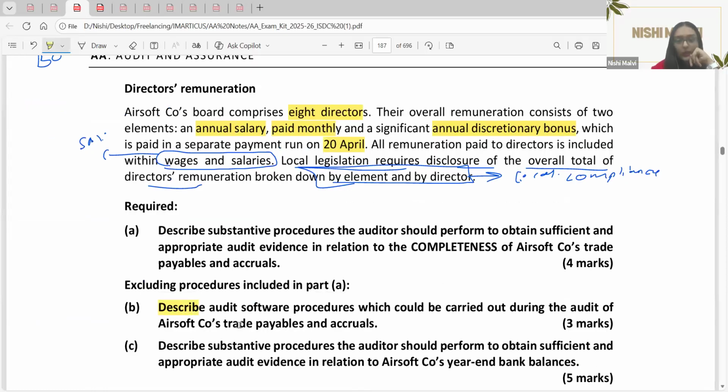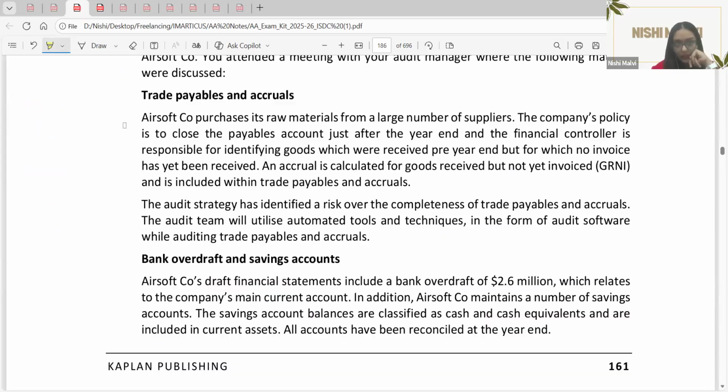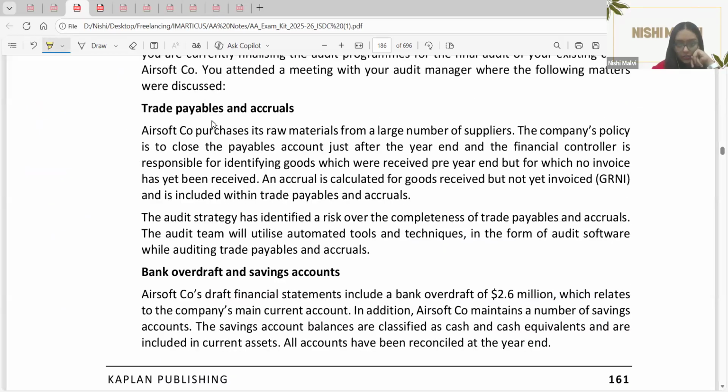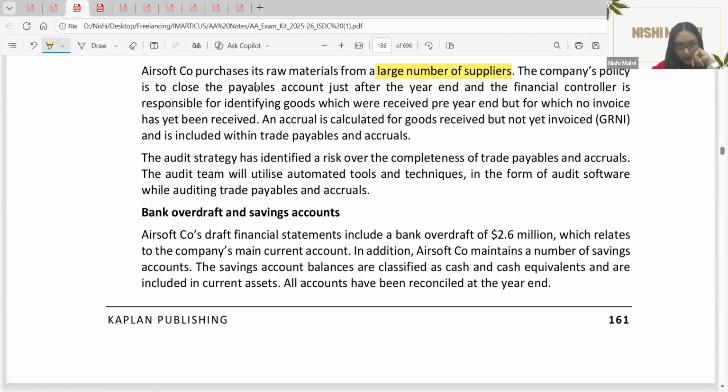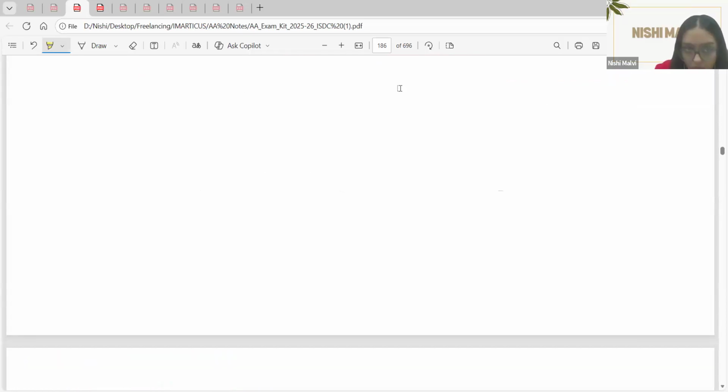Describe the audit software procedures which can be used for trade payables and accruals. The company purchases raw material from a large number of suppliers. The company's policy is to close the payable account just after the year end. The financial controller is responsible for identifying goods received before year end, but for which no invoice has yet been received. Accrual is calculated for goods received but not yet invoiced and is included in the trade payables and accruals.